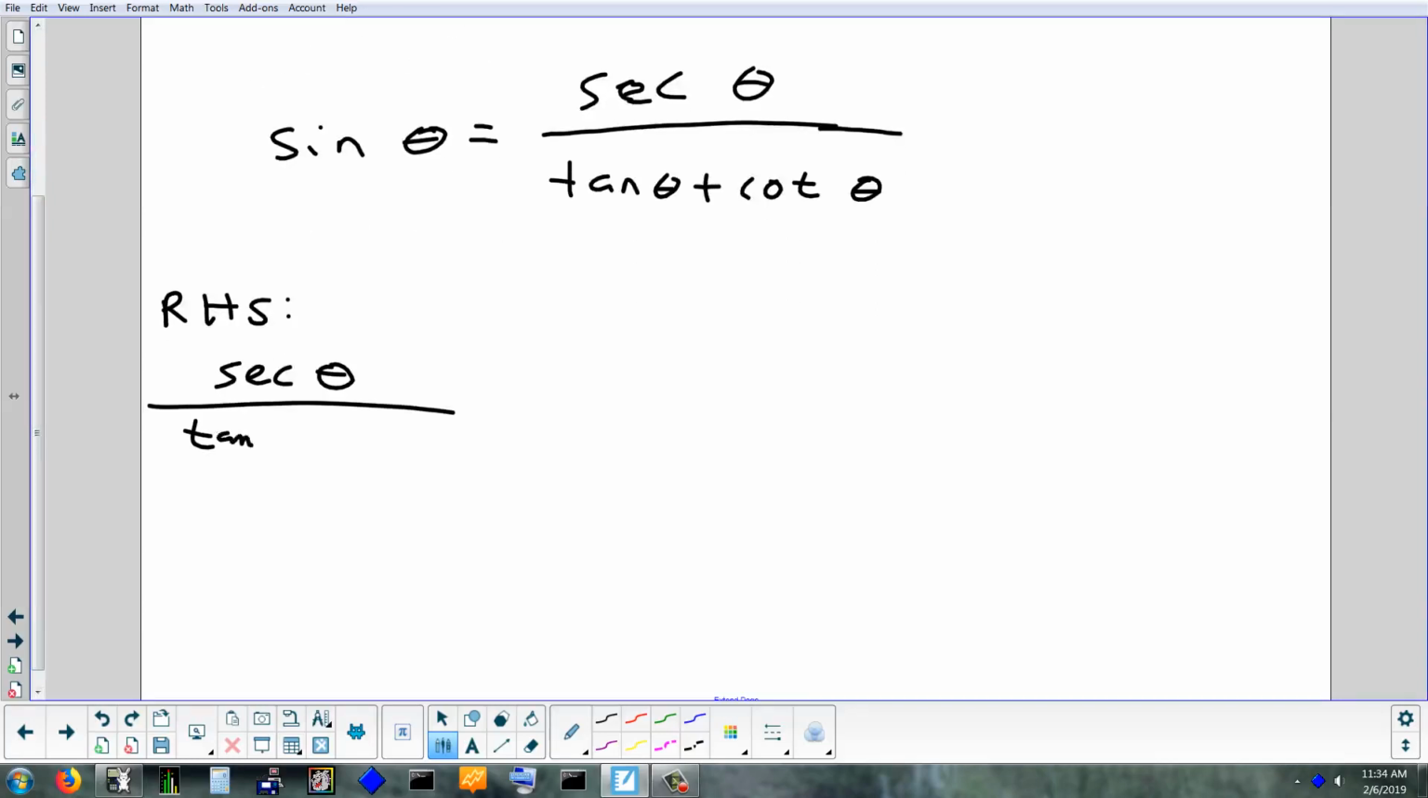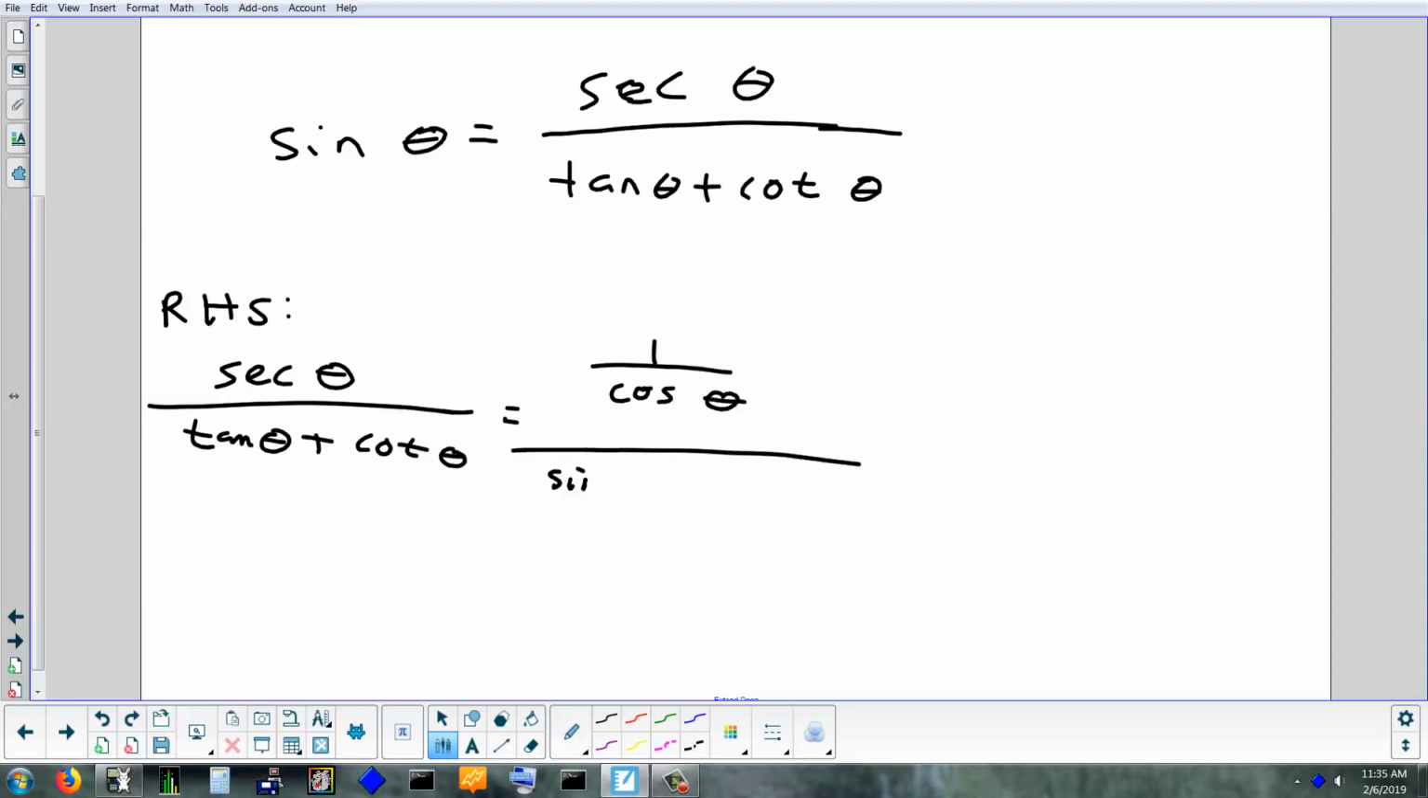Secant, tangent, plus cotangent. Okay. What could I try first? Yeah, you can't do the common denominator trick because you only have one fraction. Common denominator means you have two separate fractions. So the only trick we have is change to sines and cosines. It's probably going to make it look worse at first, but the hope is that when we start doing some other things, we make it look better.